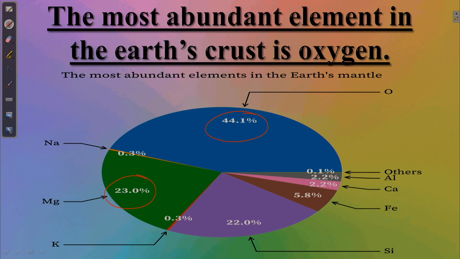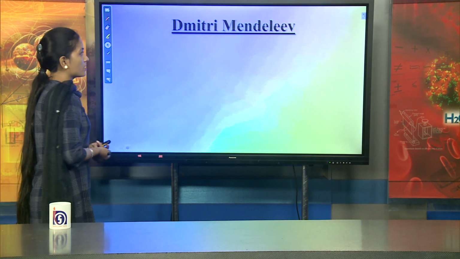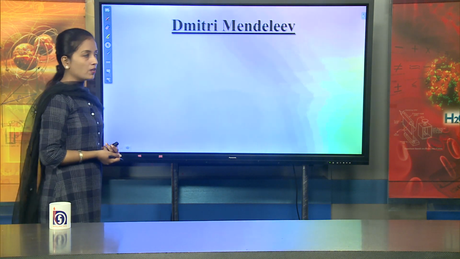And the third most abundant element is silicon, that is 22%. Rest are other metals like sodium 0.3%, aluminium 2.2%, calcium that is also 2.2%, iron that is 5.8%, and others are in the ratio of 0.1%. So next we are going to discuss Mendeleev's periodic table.